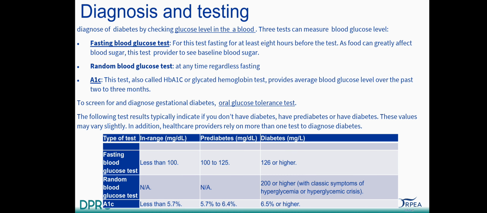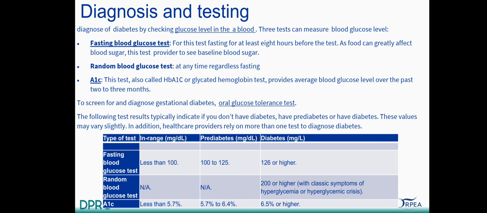Diagnosis of diabetes is made mainly by checking blood glucose level. We have 3 tests of blood glucose. Fasting blood glucose: for this test, the person should fast for at least 8 hours before the test, as food can greatly affect the blood sugar level. This is usually used as a baseline blood sugar for the patient.